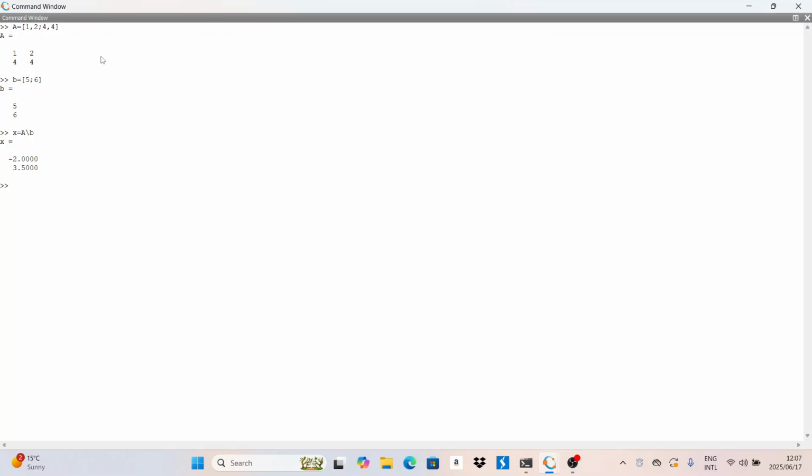Then let's press enter. So we have our answers for X. It's -2 and 3.5. This is how to solve a 2 by 2 matrix using Octave.